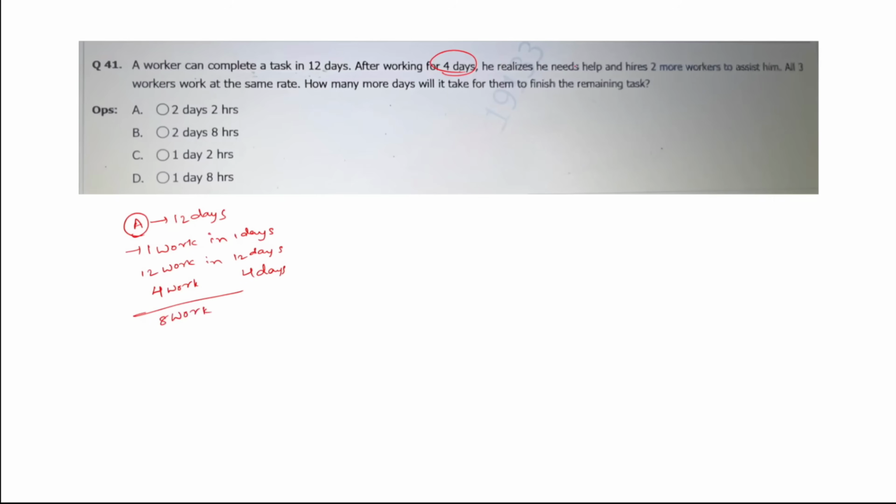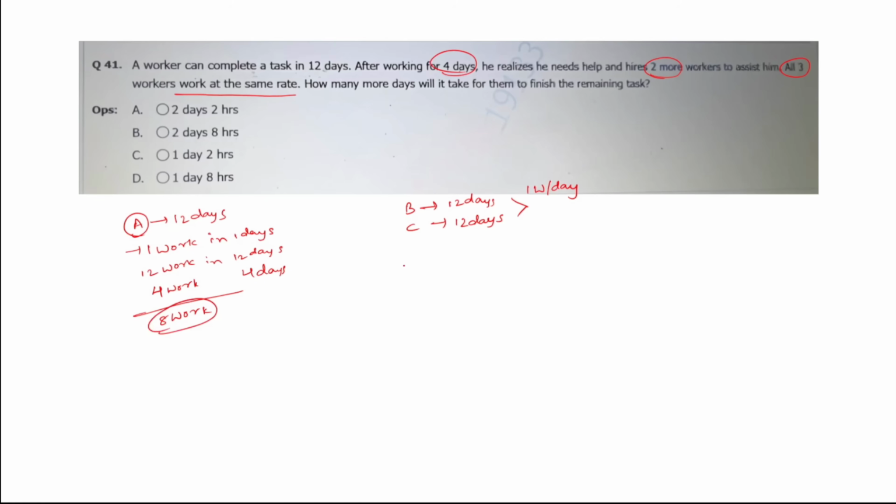And then he realizes he needs help and hires 2 more workers. Let's assume the remaining 2 workers as B and C. All 3 workers work at the same rate. So worker B also completes the work in 12 days and worker C also completes the work in 12 days. It means both of these workers are able to complete one work per day, similar to A. How many more days will it take for them to finish the remaining task? So the remaining work is 8 and all of these 3 persons are working together.